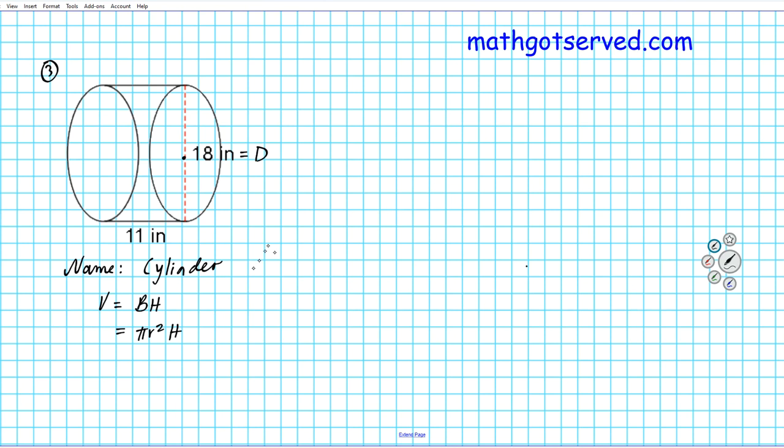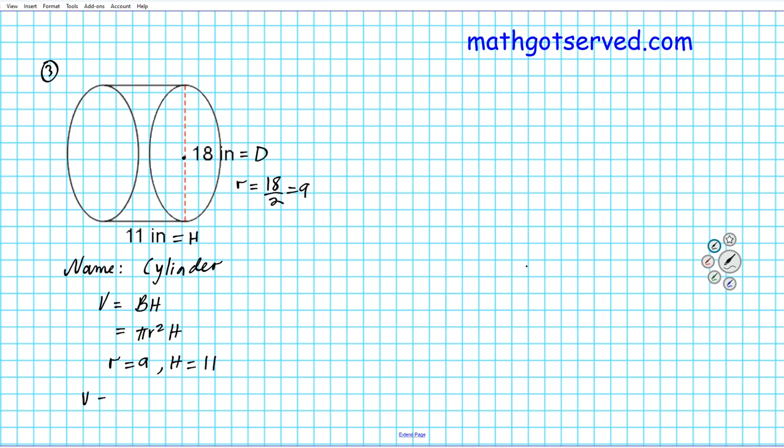Okay? So if D is 18, then the radius is going to be half of that, 18 over 2, which is 9. So in this particular problem, R, the radius, is 9. And the perpendicular height is the height between the two circular bases. So this is a base, that's a base. The perpendicular distance between them is 11. All right, so H is equal to 11.